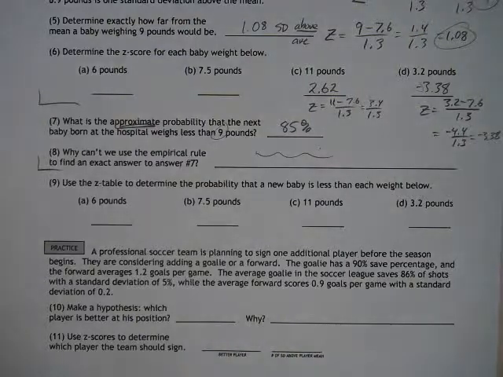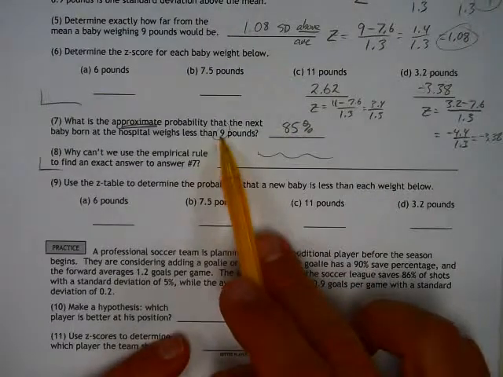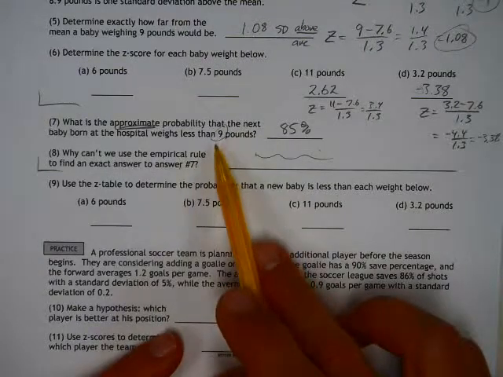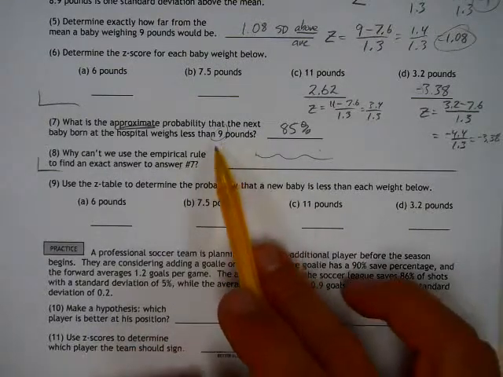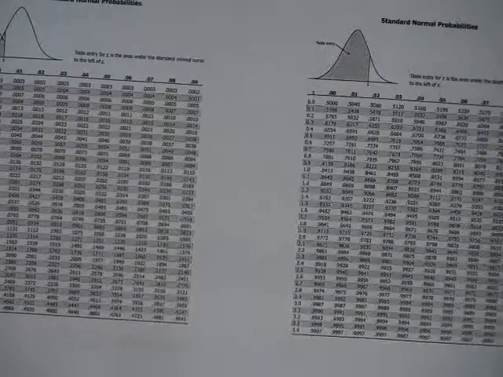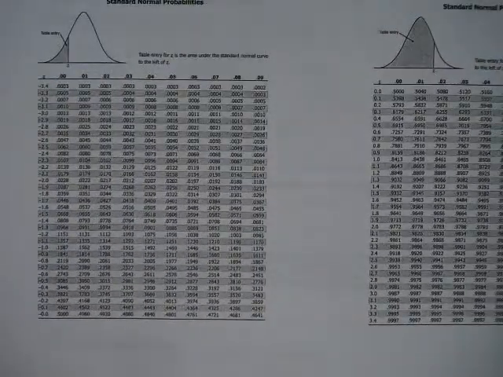Need to make a clean break there because we're introducing an entirely new document, and this document is called the standard normal table. It gives you probabilities for things that are not specifically part of the empirical rule, so we can get very specific here. This is what the tables look like. I'll point some things out to you.